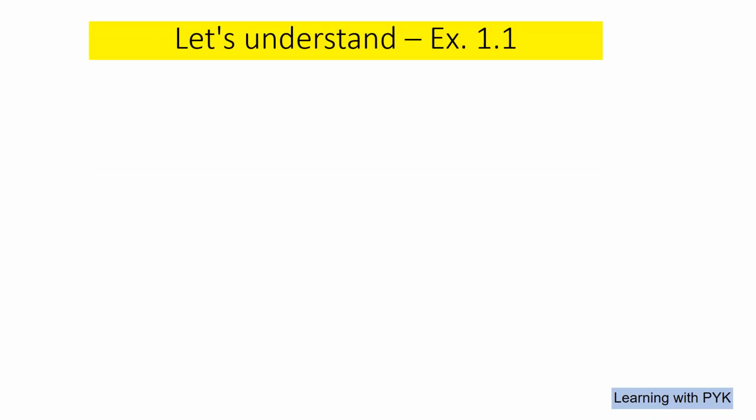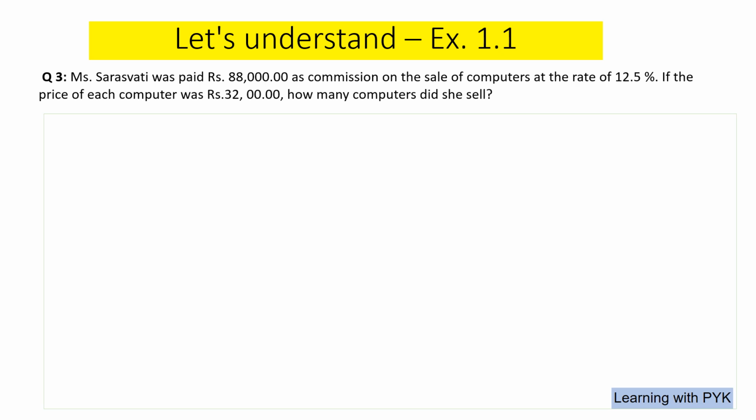Let's understand exercise 1.1, question number 3. Miss Saraswati was paid rupees 88,000 as commission on the sale of computers at a rate of 12.5%. If the price of each computer was 32,000, how many computers did she sell? So let's start with the solution.